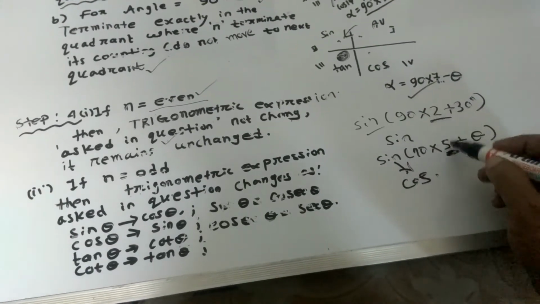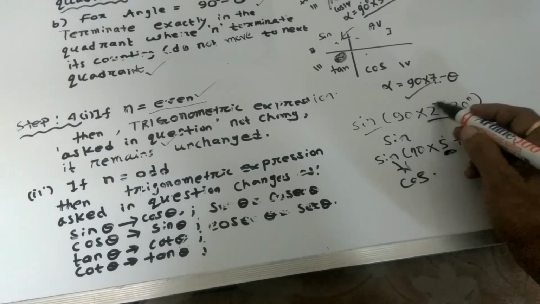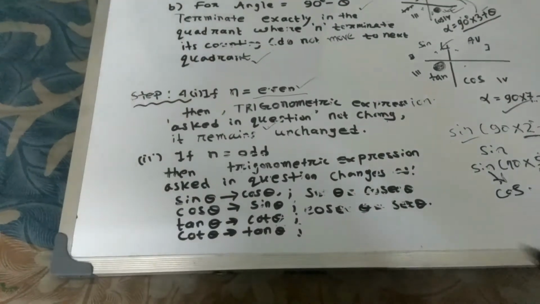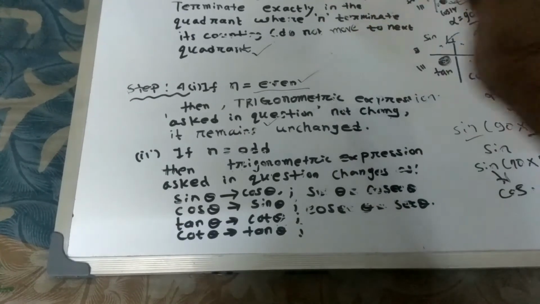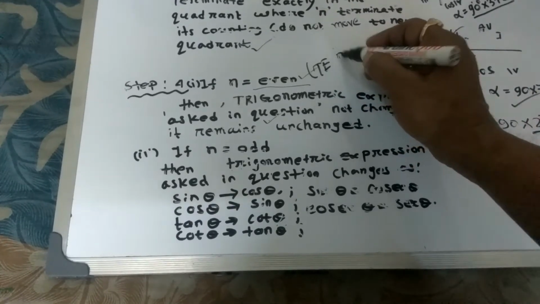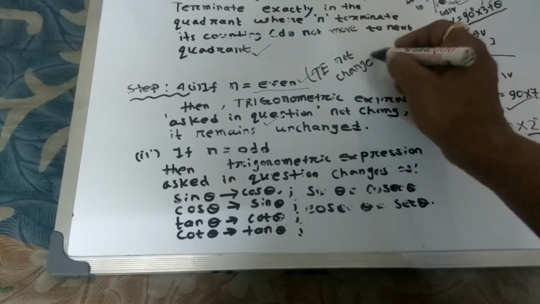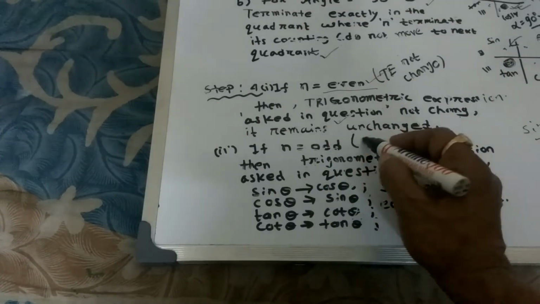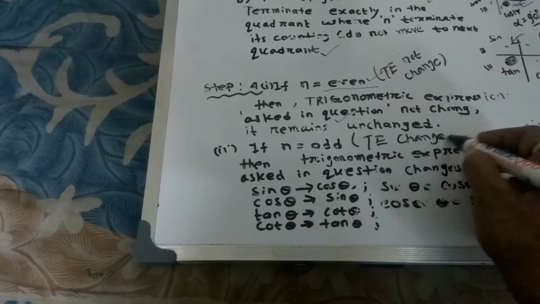Okay, sine becomes cos. For even, no change; for odd, they will change according to the rule you have learned in class, also written in part 2 of step 4. So the trigonometric expression does not change for even, and in the second case, it changes. It is the first step.